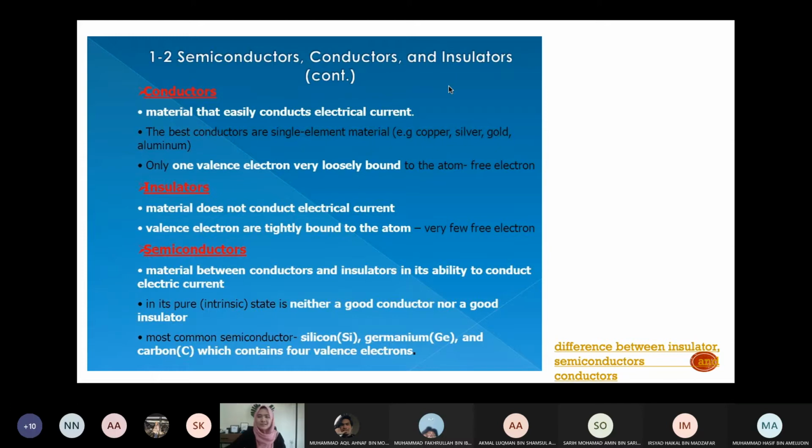Nobody? You FK students know, and FKM students can answer. Any household equipment that consists of insulator and conductor material? Household equipment. Okay, none, it's okay.